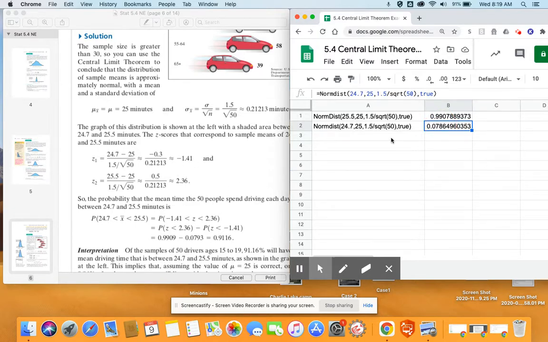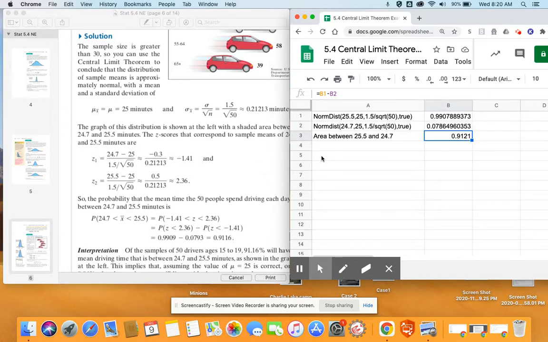Okay. And lastly, if we want to find the area between those two values, I'll type in 25.5 and 24.7. We're just going to do the subtraction of those two cells. So it equals this number minus this number. 0.9121. They got 0.9116. There's a difference of 5 10,000. Guess what? Our number is actually better. So that's the very easy way you would do this.